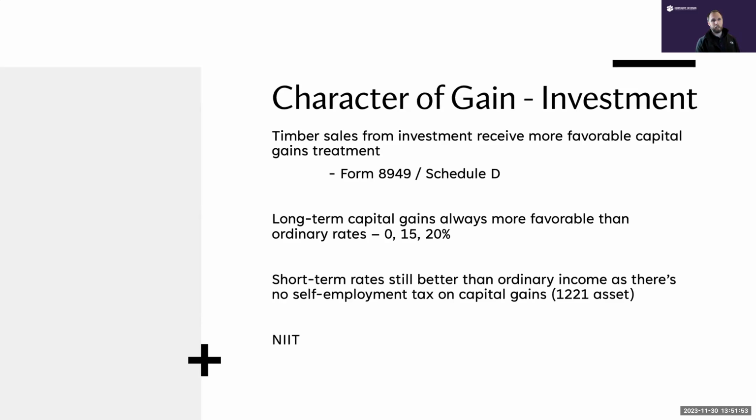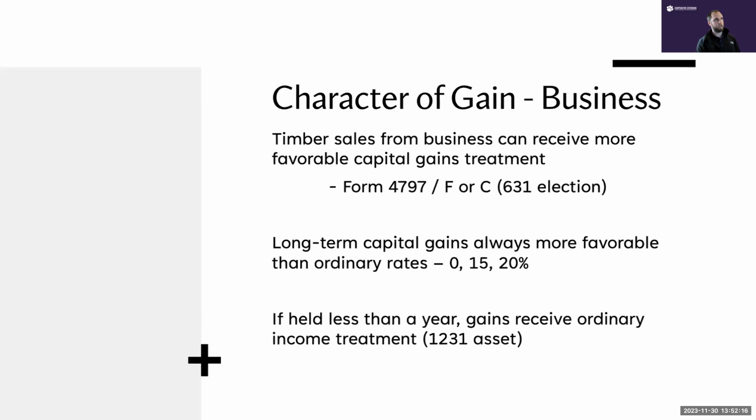There is the NIIT, which is the net investment income tax. If your income is $200,000 or greater if you're single, or $250,000 if you're married filing jointly, then you have a 3.8% surtax on top of your investment income. So just a quick note about that. So that's the investment side.